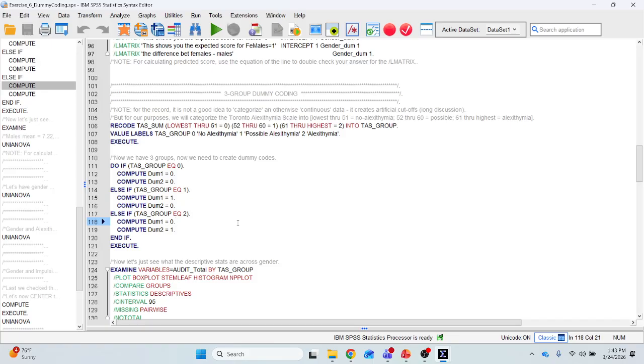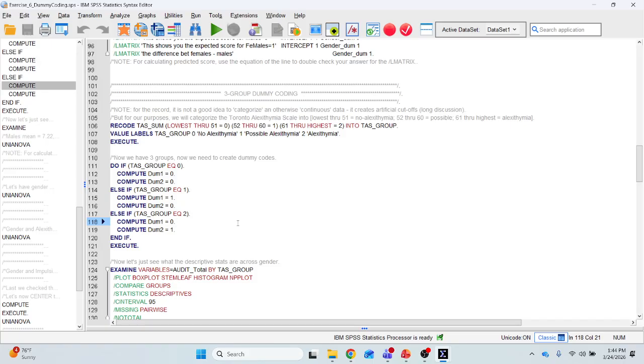If you look at that one, I have dum1 and dum2. What's dum1 and dum2? That is now your 2 variables, your 2 columns. I am using dum1 as the representation of the medium, or possible, alexithymia. I am using dum2 as the representation of the high alexithymia. With me so far?